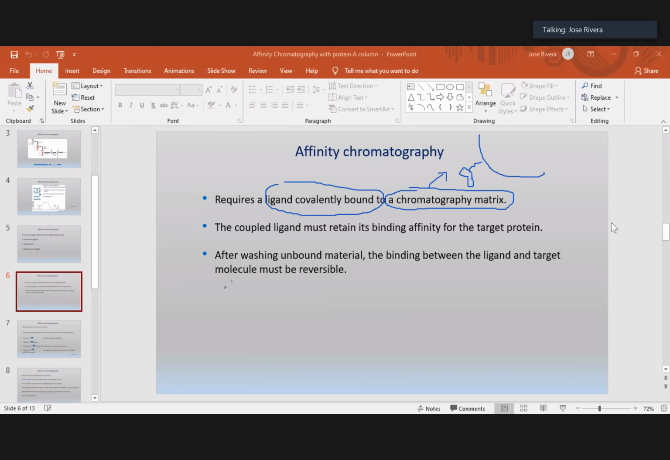Okay, the other thing you need is to be able to break the bond between your protein and the ligand. If they bind too tightly and the binding is not reversible, and there are a few proteins that bind ligands irreversibly, then it's not going to work. So you have to be able to break this bond.